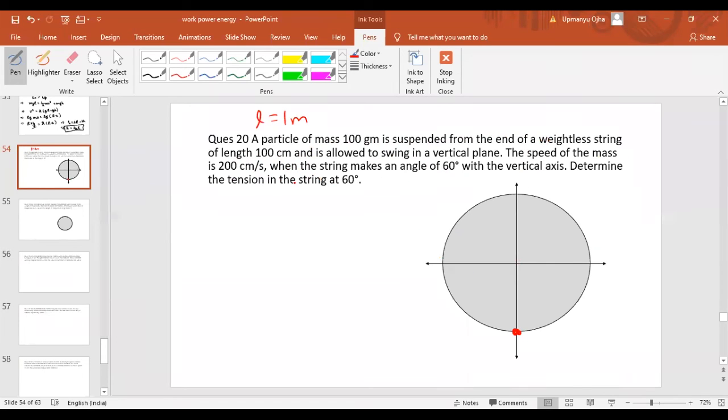The speed of the mass is 200 centimeter per second when the string makes an angle of 60° with the vertical. So when this string reaches some angle 60° from the vertical, its velocity at this point is given as 2 meter per second. Determine the tension at 60°.